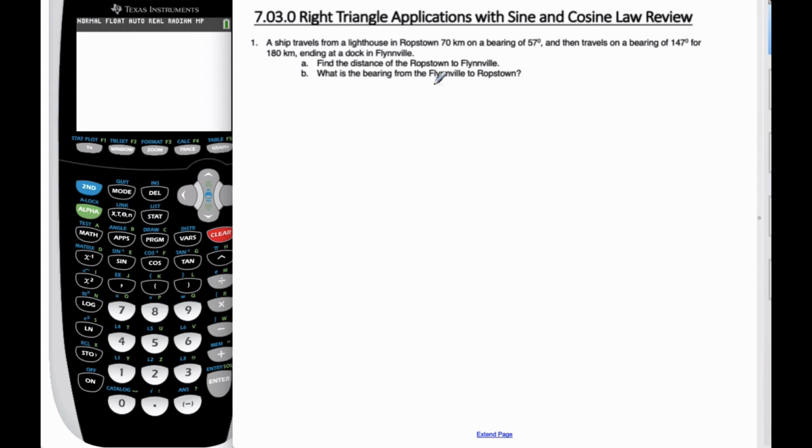Hello, it's Mr. Epps here, and we're going to do some right triangle applications along with reintroducing sine law and cosine review from the past. Okay, so let's take a look at this problem here.